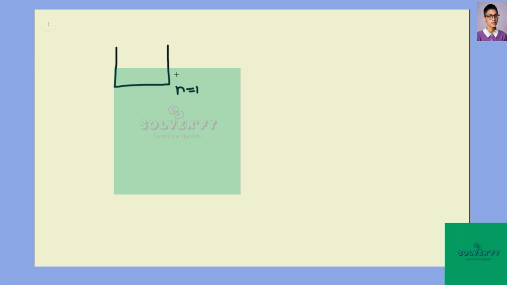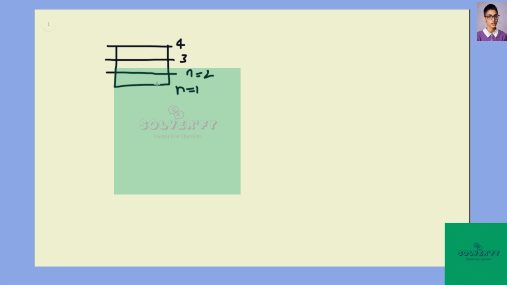Now in this case, let us write down or draw n equal to 2. This is the first excited state, corresponding to the second level. Similarly, a third level and a fourth level. So this is 3 and this is 4.